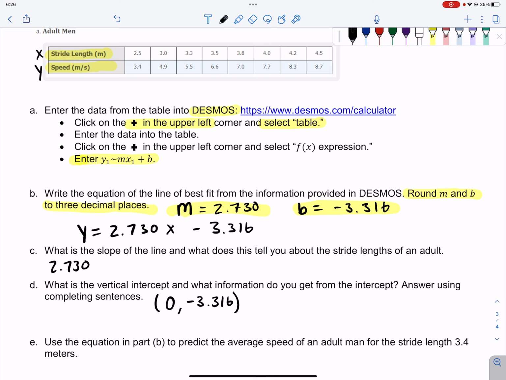And now we said that x was the stride length, while the y is their speed. So now this y-intercept, if I were to write a sentence to say what this means, we could say if their stride length is 0, then their speed is negative 3.316 meters per second, which obviously doesn't make a whole lot of sense. And that is because we're looking outside of our reasonable data points, which we'll get to in a little bit here.